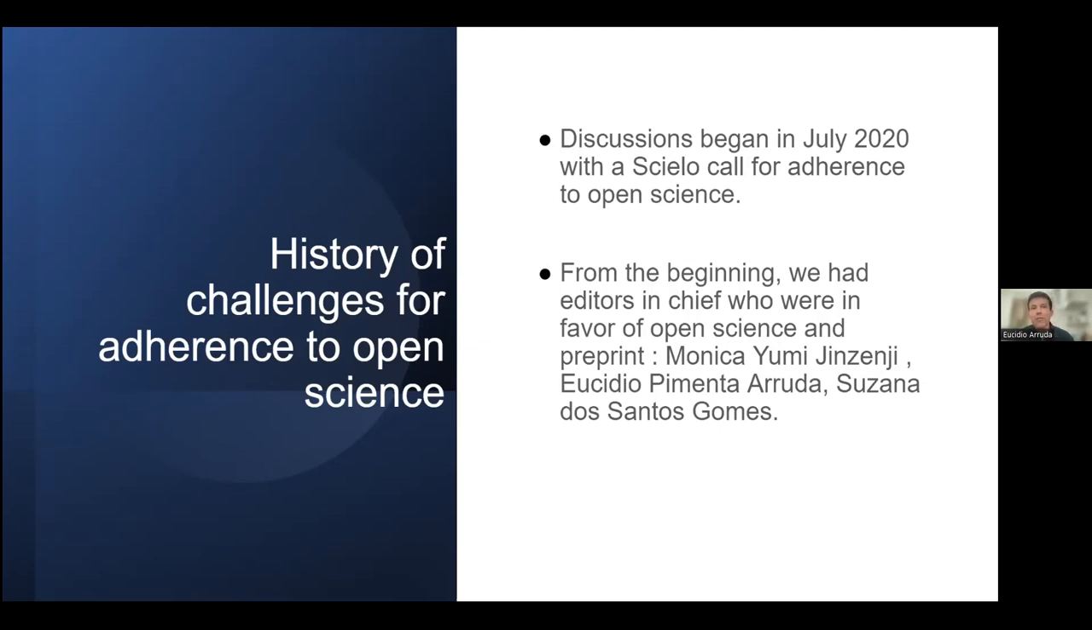Immediately, we considered that open science would be very valuable for the journal because it represents what we have been discussing for many years in the area of education, with the need to make scientific knowledge more available to society. The 3 editors-in-chief, Monica Yumi, me, Eucidio Arruda, and Susana Gomes, agreed with the model, even though they did not yet know what the next steps to implementation would be.